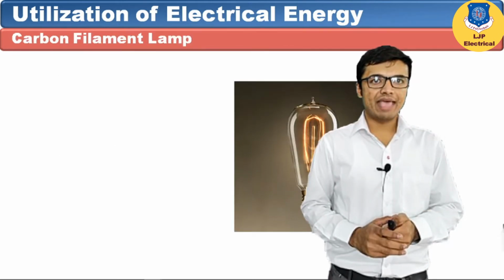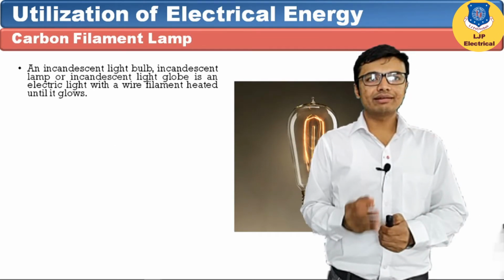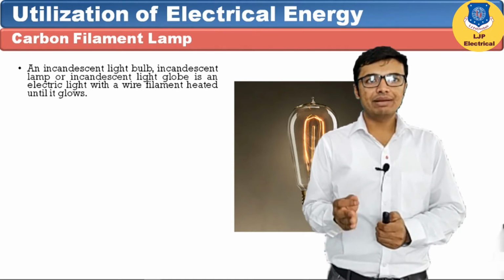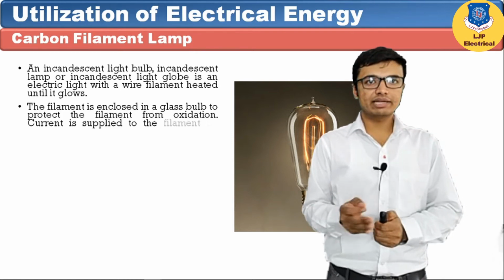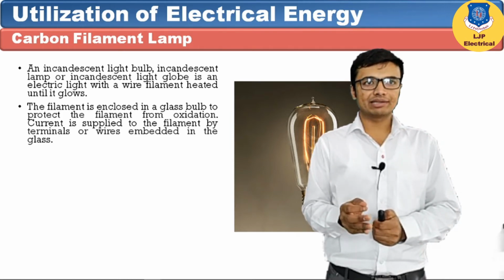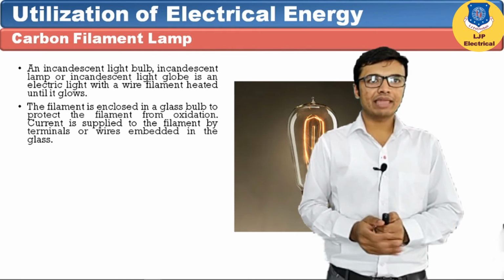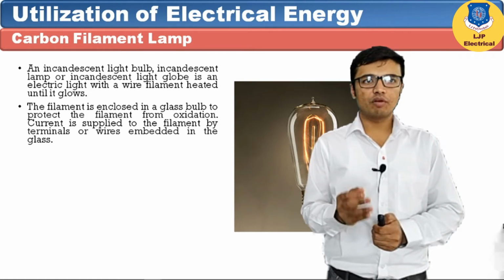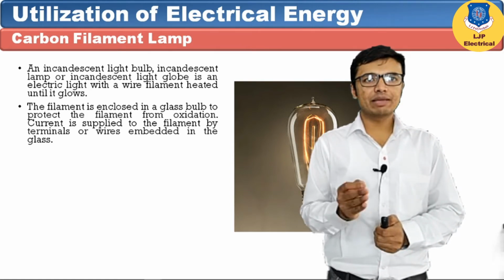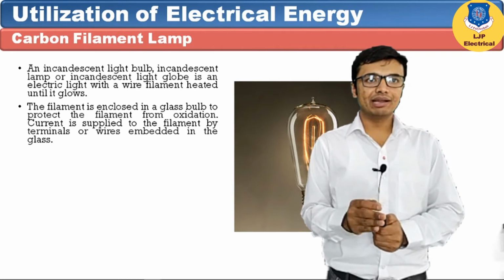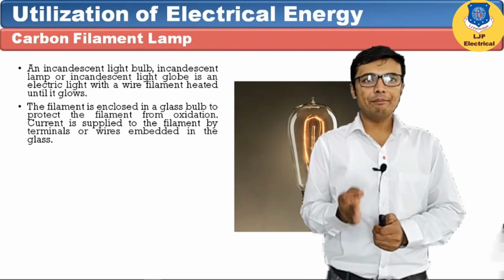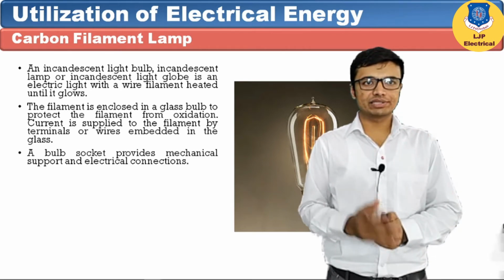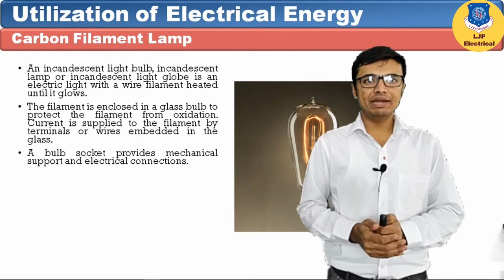So the first one is carbon filament lamp. In incandescent lamp, the light globe is an electrical light with a wire filament heated until it glows. So generally carbon is used as a filament in carbon filament lamp. The filament is enclosed in the glass bulb to protect the filament from the oxidation from the atmosphere. Hence, the current is supplied to the filament by terminals or wires embedded in the glass. The bulb socket provides the mechanical support and electrical connection, and the bulb socket may be pin type or screw type.